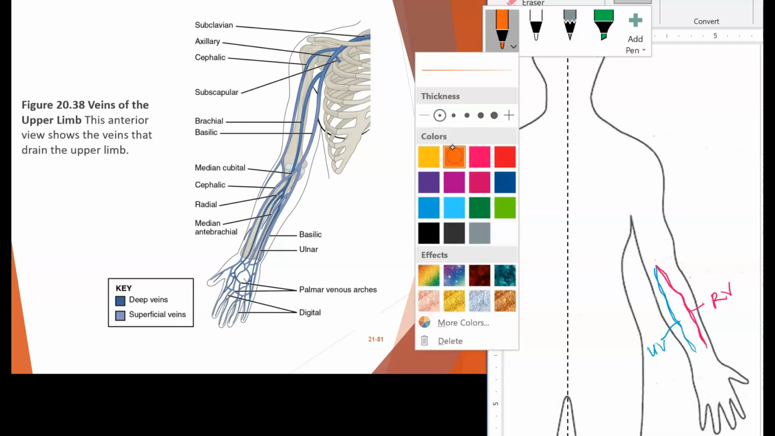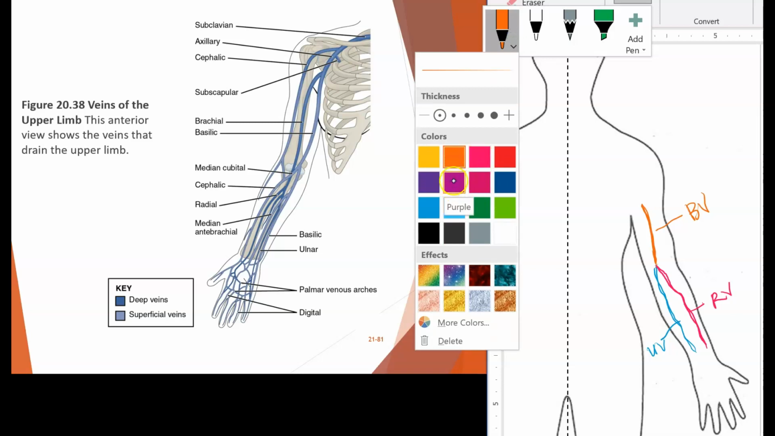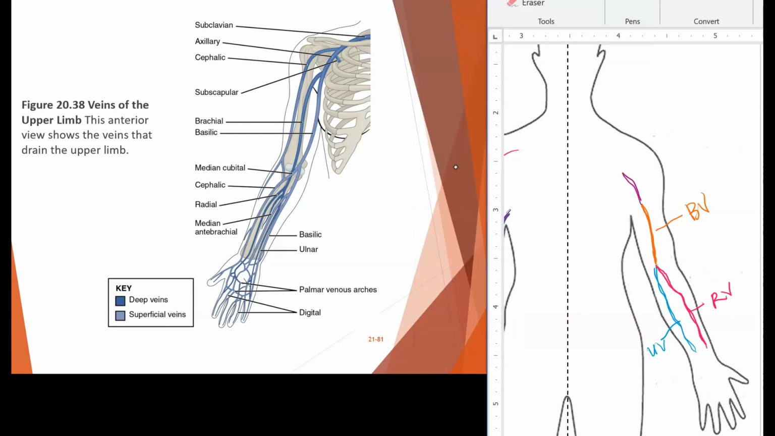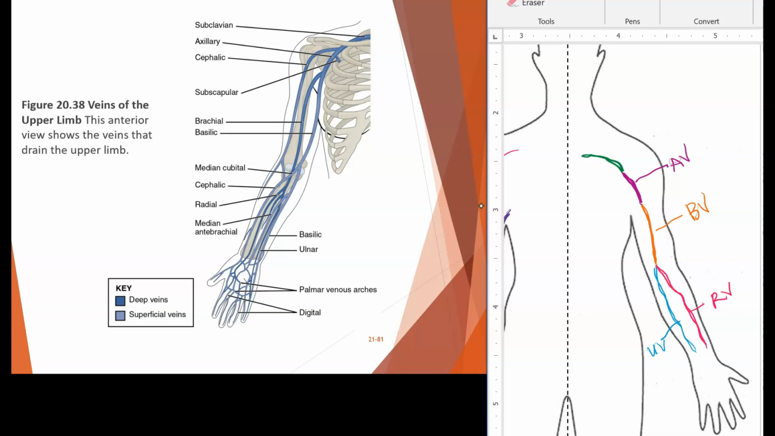And they are going to come together and form a brachial vein. So BV for brachial vein. That brachial vein is then going to carry blood into the axillary vein. And from the axillary vein, we are going to drain that into our subclavian vein. And we know that the subclavian vein will drain into your brachiocephalic vein, which then drains into your superior vena cava to bring it back to the heart.